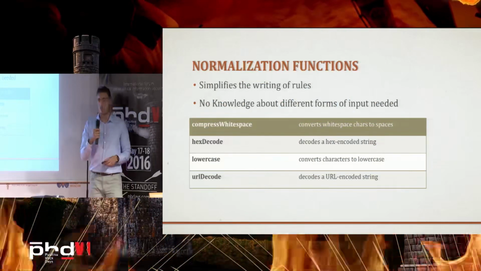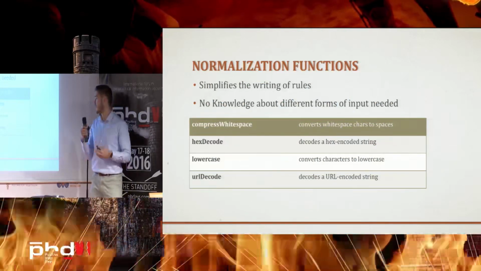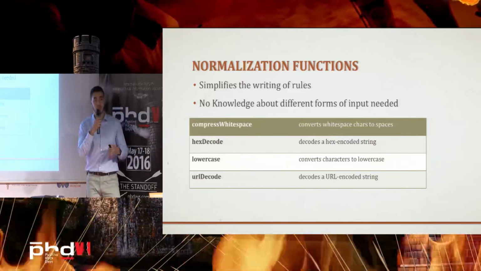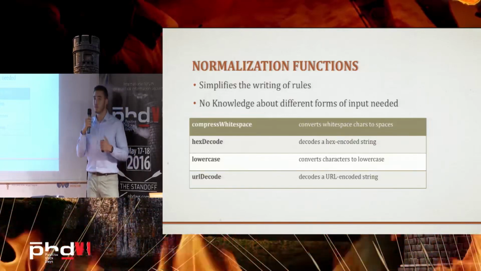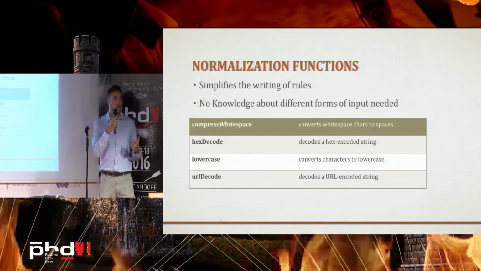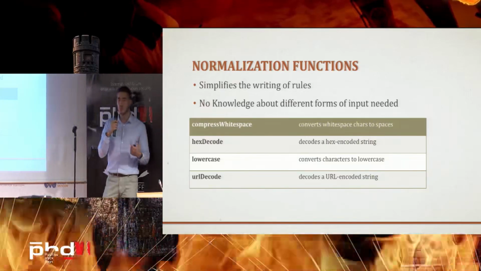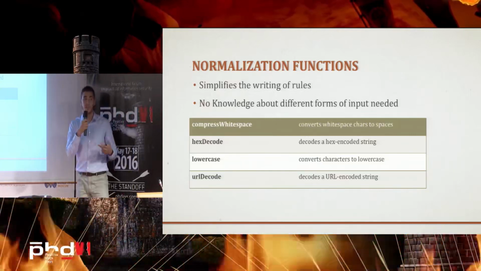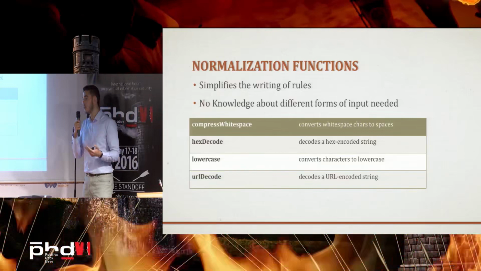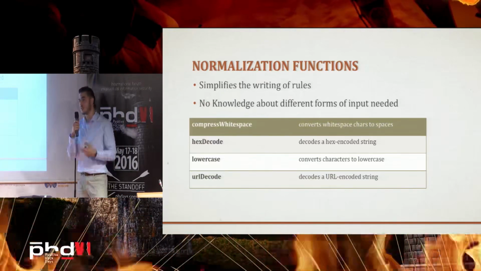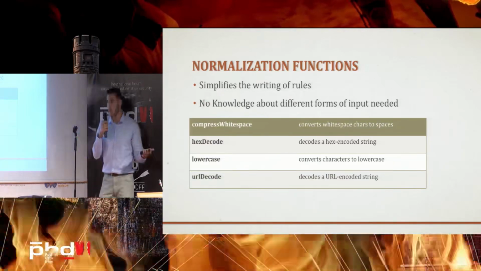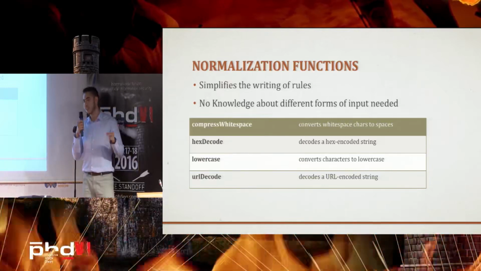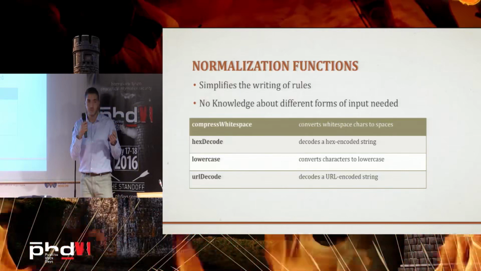Let's dive into the normalization functions to get an idea of them. What is the purpose of normalization functions? One of them is to simplify the writing of rules. If we have an administrator who is administrating a WAF and he wants to write some rules, he doesn't have to learn about URL encoding, about hex encoding, and about all the different encodings that are available, but he just needs to know about the ASCII letters.